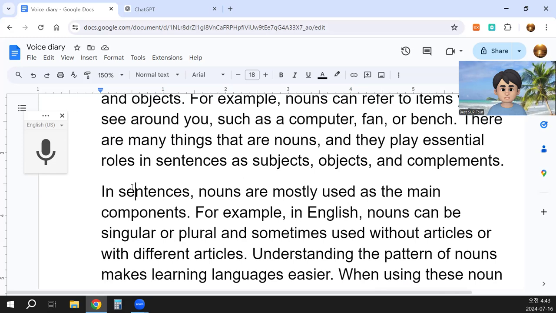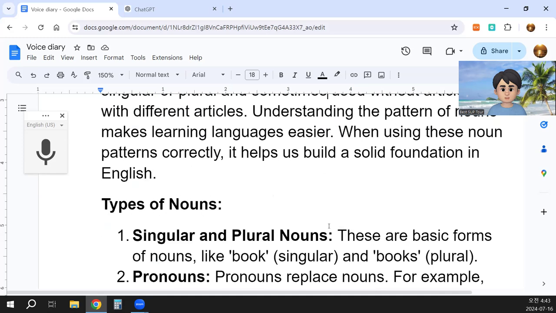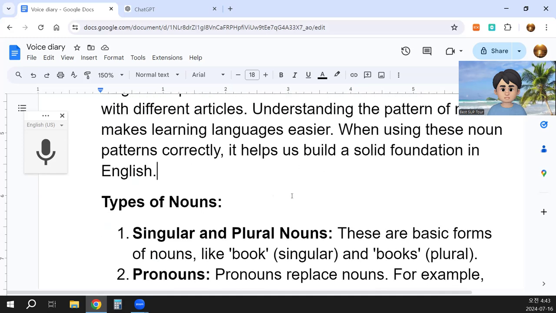In a sentence, nouns are mostly used as the main component. For example, in English, nouns can be singular or plural, and sometimes used without an article or with different articles. Understanding the pattern of nouns makes learning language easier. When using these noun patterns correctly, it helps us to build a solid foundation in English.